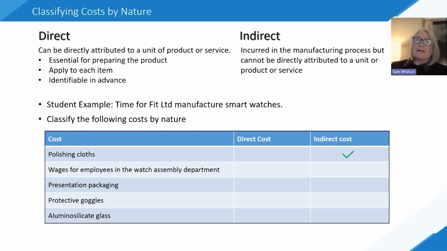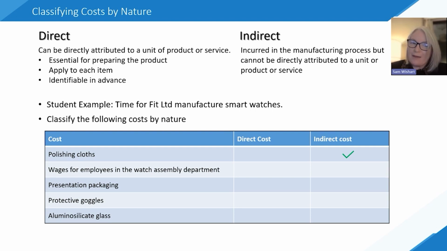Yeah, it's probably not the best example to use. We're not talking about when you get a pair of sunglasses, and every pair always comes with a little cloth. We're talking about something that would be used when we're producing the smartwatches. We won't necessarily use one polishing cloth for every watch that's made. Some watches might not need polishing, so we can't say that the cost will apply to every item.